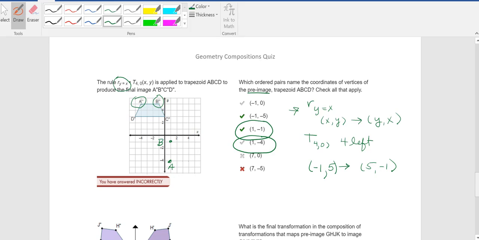And you're going to do the same with C and D to get all 4 of those points. They turn out to be the -1, 5 and -1, 0.